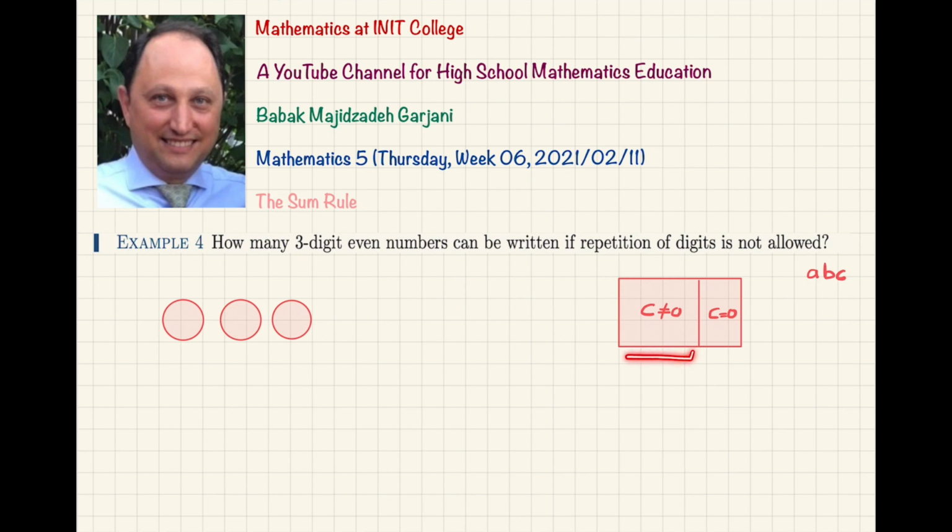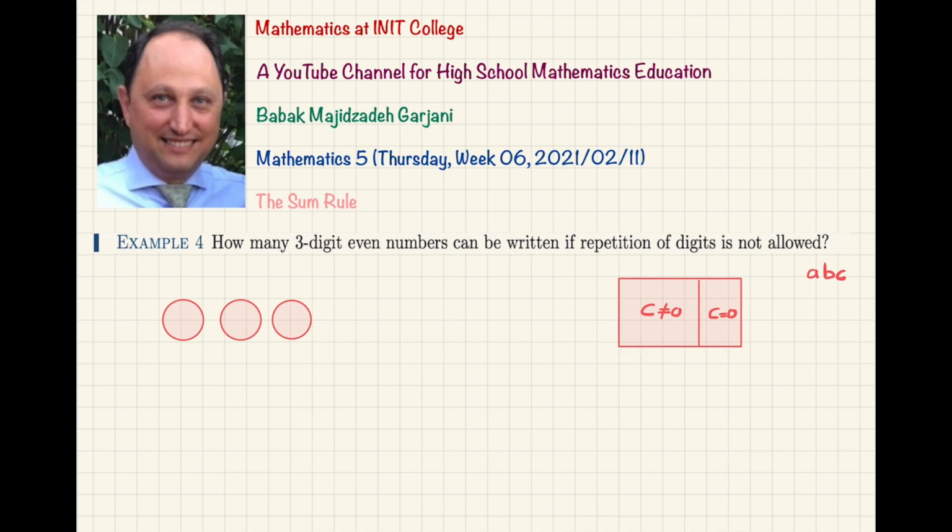If I can count the number of elements in this part, and I can count the number of elements in this part, then immediately adding them using the sum rule will give me the answer, because there is no intersection between these two parts. I put numbers with the rightmost digit 0 here, and I put numbers with the rightmost digit not equal to 0. So it is not possible that something belongs here and here. Actually, the intersection between these two parts is the empty set.